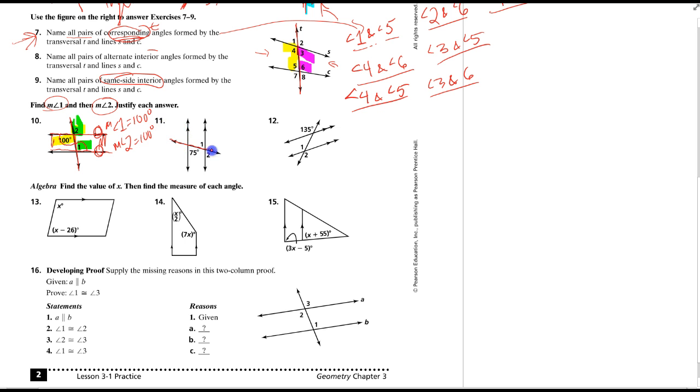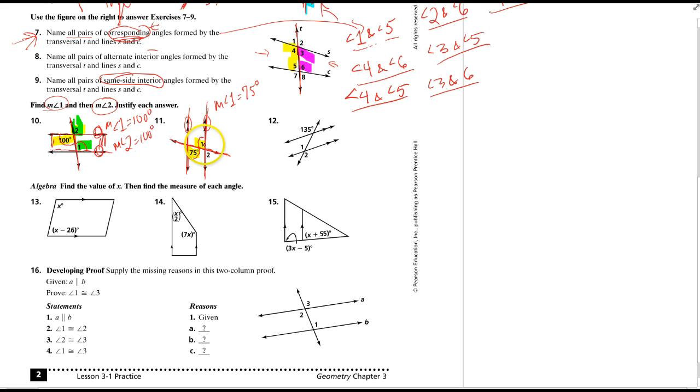Now, number 11. Transversal cuts through 2 parallel lines. I know they're parallel because I have the extra arrow. They tell us this angle is 75, and let's go in order. Angle 1. What's the relationship there? These are alternate sides of the transversal, interior of the parallel lines. So 75 is alternate interior with angle 1. So the measure of angle 1 is 75.